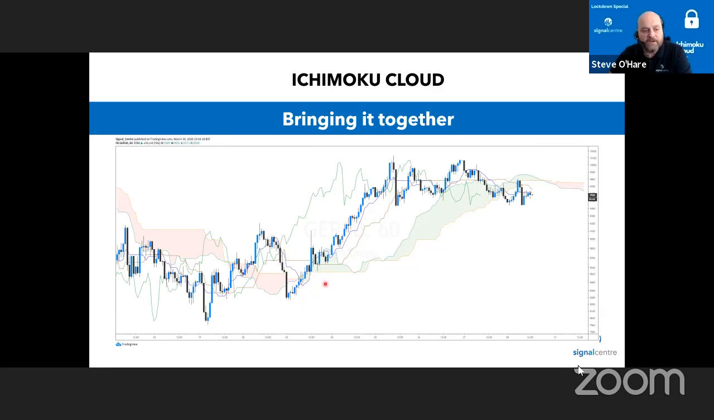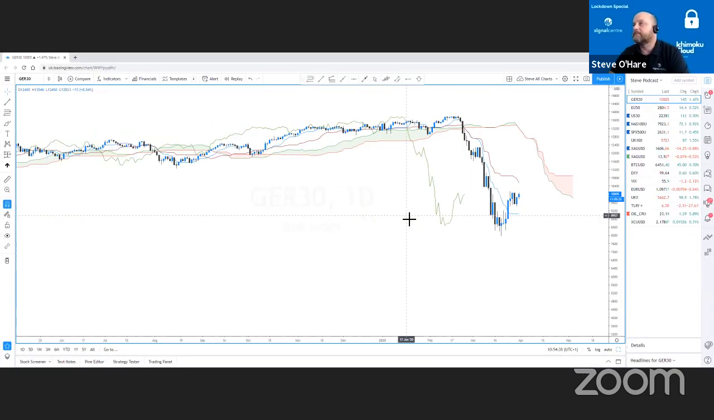When the cloud turns from green to red, again, this shows that we've got a bearish trend approaching. When price moves below the baseline, below that brown line, that's a bearish signal. And also when the conversion line or the trigger line moves below the baseline, that is negative. So that gives you an indication of what we're looking at. Let's bring a live chart into it.